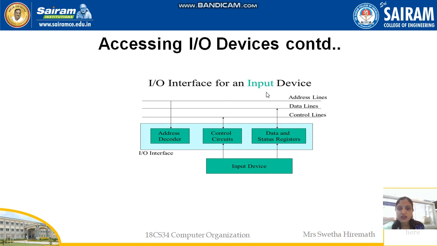First is the address decoder. For example, if the processor sends the address on the address line of the bus, it will be decoded by each and every device. Once it is decoded, if the IO address matches that particular input or output device, then that device will respond to the processor's request. And next is the control circuits.